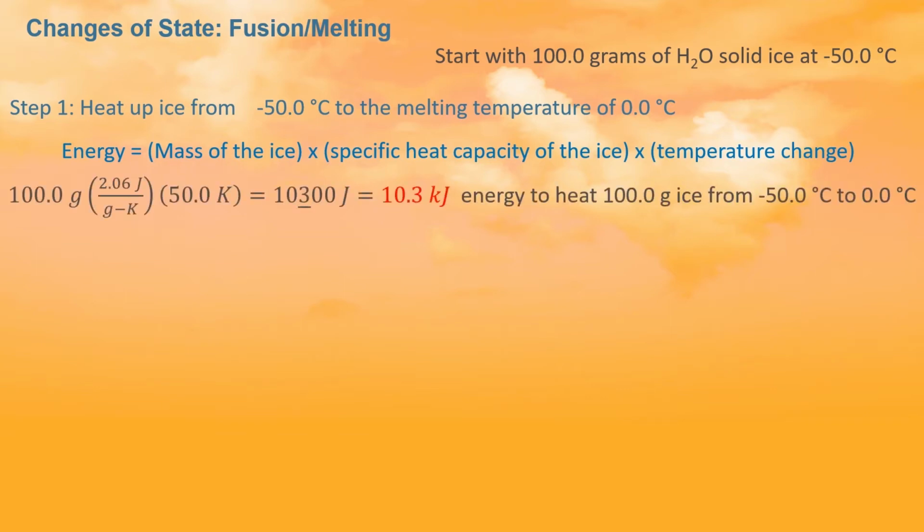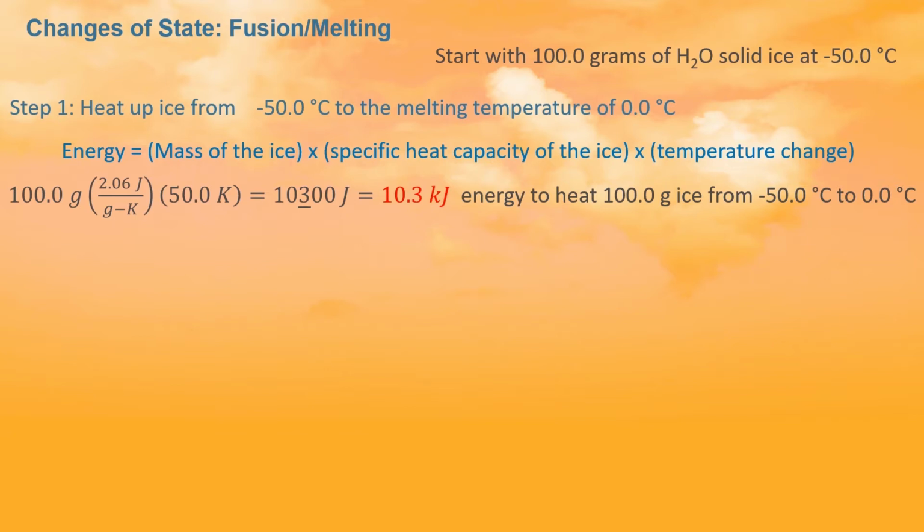The energy it will take to raise the temperature of the ice from minus 50 degrees Celsius to 0 degrees Celsius is 10,300 joules or 10.3 kilojoules. The values should be positive because we're adding heat to the system and the temperature change is positive. If we're cooling the system, the energy value would have been a negative quantity.